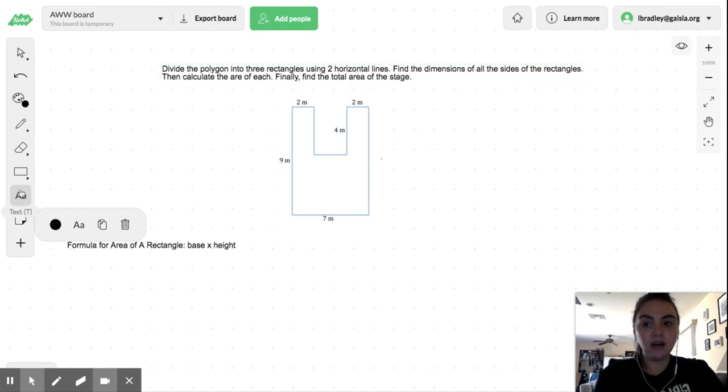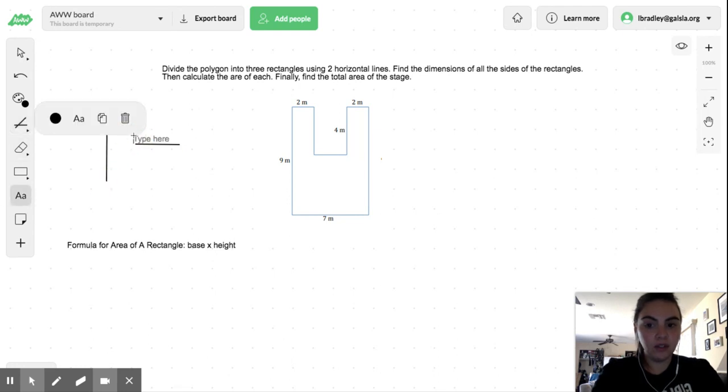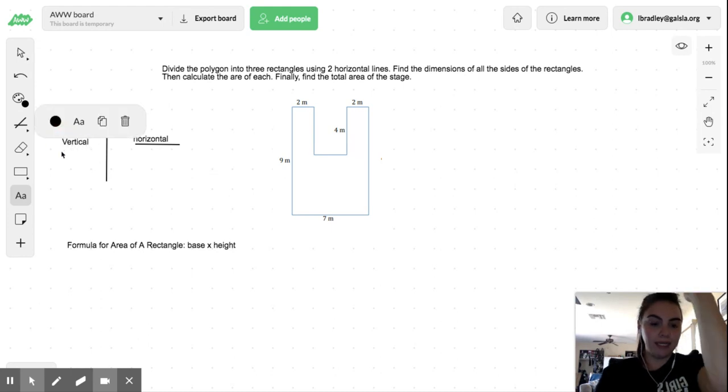Horizontal means that our line goes like this, straight across. That's a horizontal line. This is a vertical line. So I'm going to label this one so you can put it in your notes. Horizontal always lies like this, and vertical goes up and down. Okay, so it says using 2 horizontal lines.